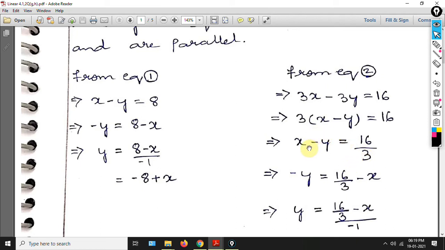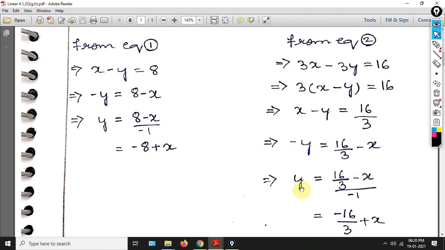Now we are sending this x to that side. So what will be left? Here minus y is there. We write it as it is: minus y equal to 16 by 3. We write 16 by 3, and when this x goes to that side it will become minus x.